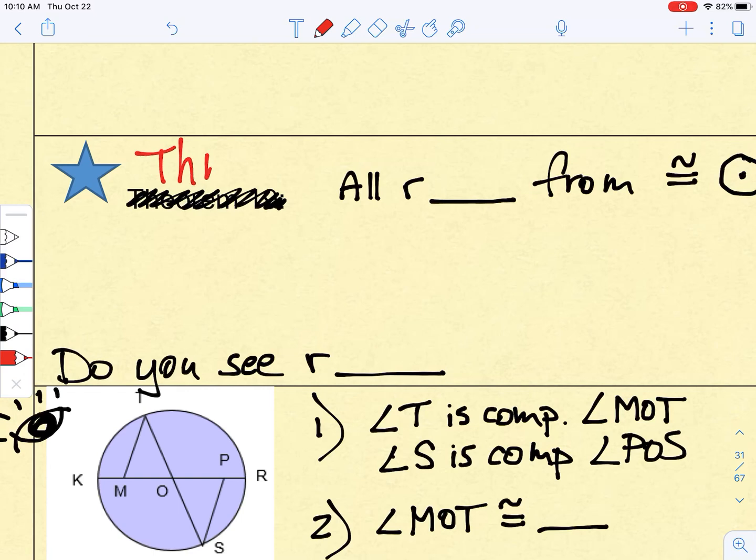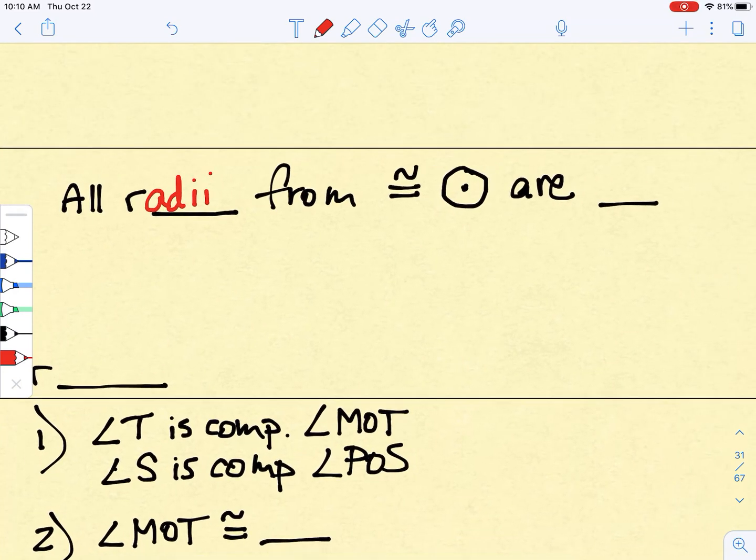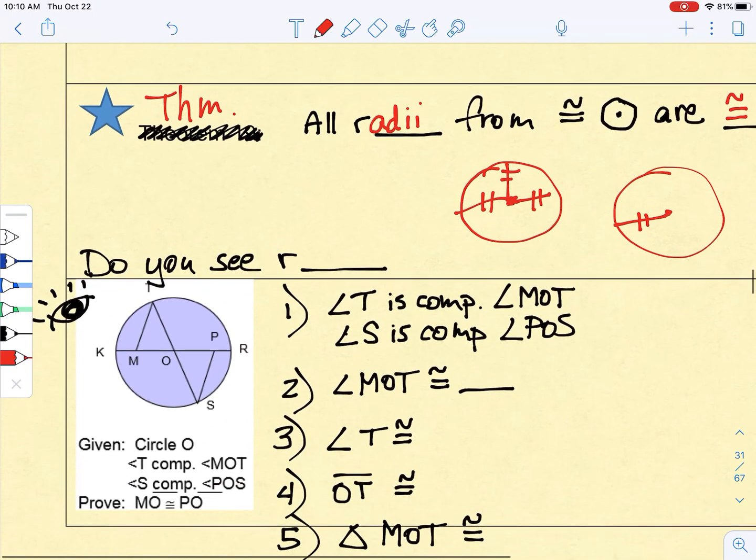One more thing, one more tool, and this is the theorem. All radiuses is not the proper word for pluralizing radius, so we say radii. So all radii from the congruent circle are congruent, right? So whether you draw one circle or whether you draw 2 circles that are congruent, doesn't matter where you pick the radius, it has to be congruent to all the other radiuses. And if I have another circle over here that is congruent to that circle, then it will have the same radius. All right?